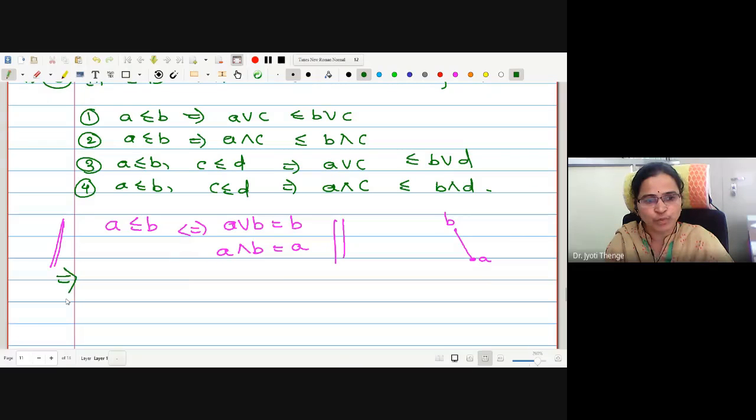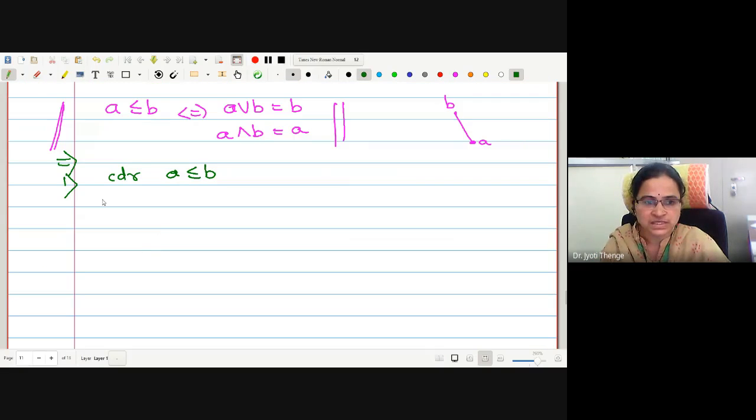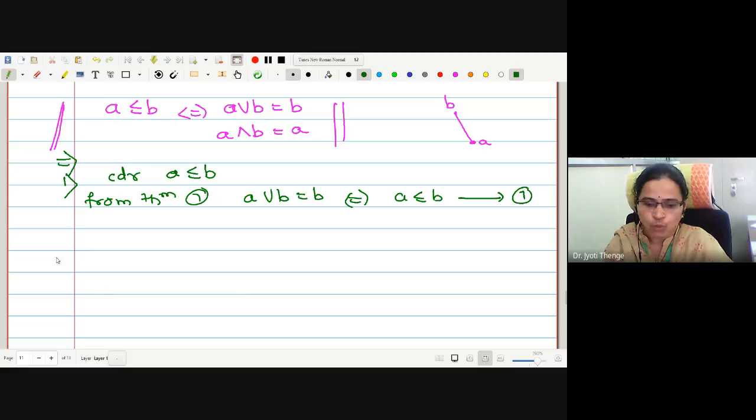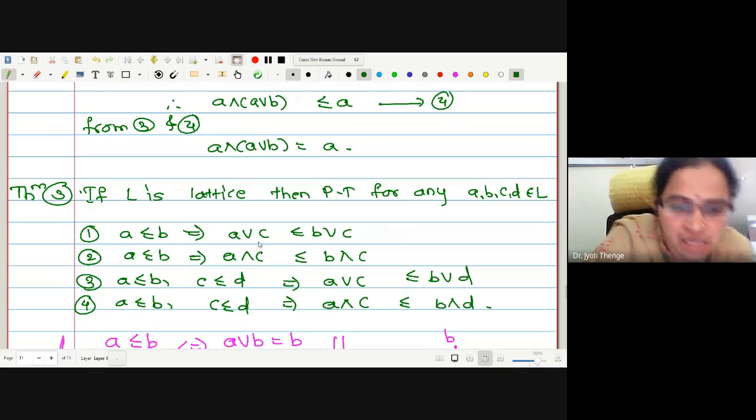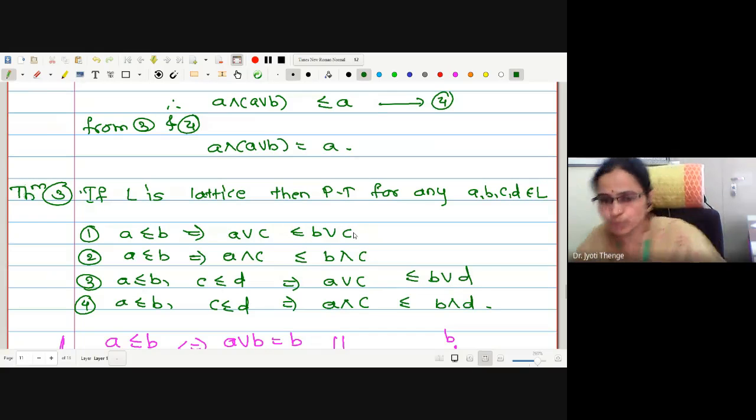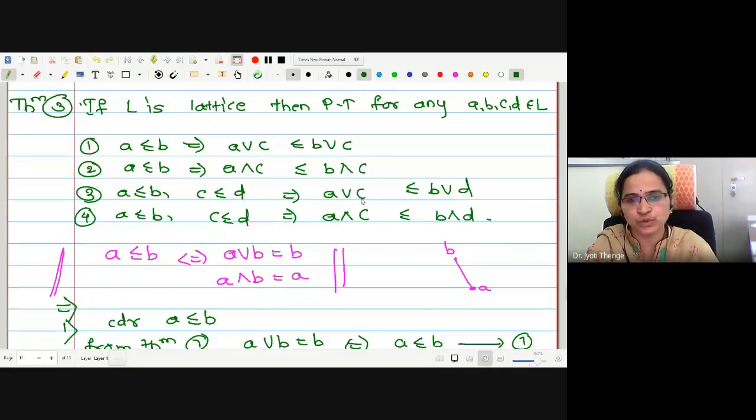Now let us go for the proof of the first one. I will consider A precedes B. If A precedes B, from theorem 1, and write the things again: A join B is equal to B implies and is implied by A precedes B. Let me call it statement number 1. Now the fact we want to prove is actually A join C precedes B join C. To prove this, I will prove the join of these two is B join C.